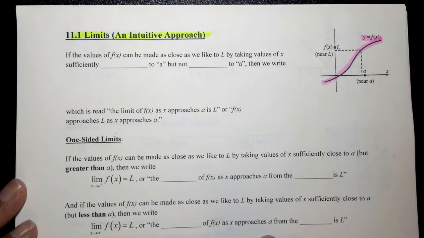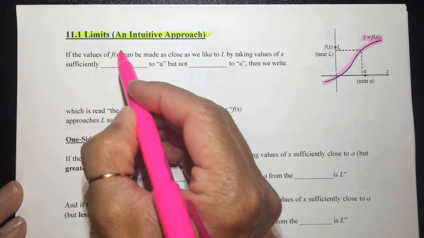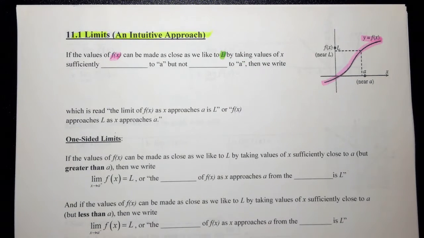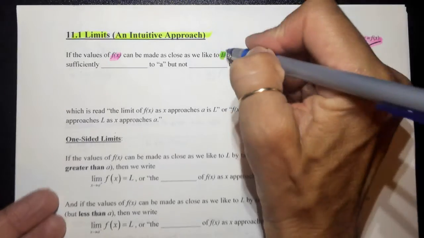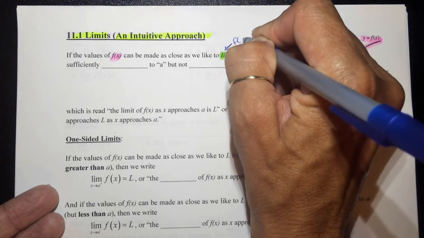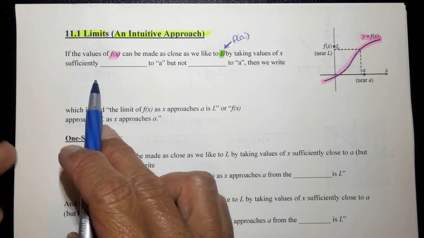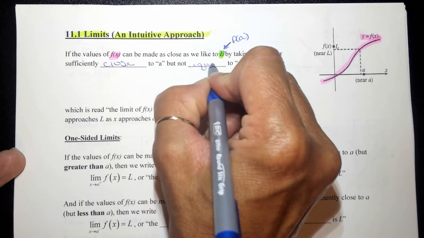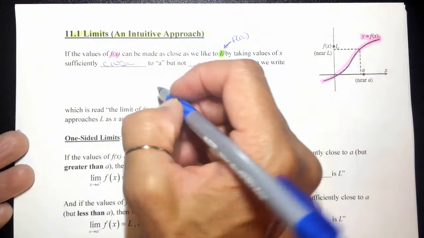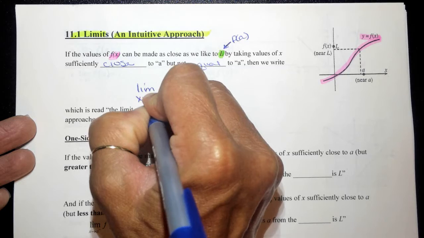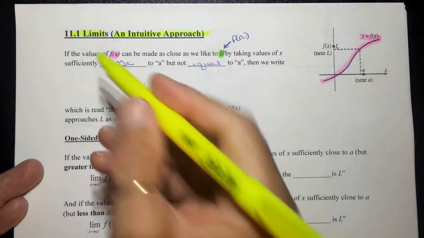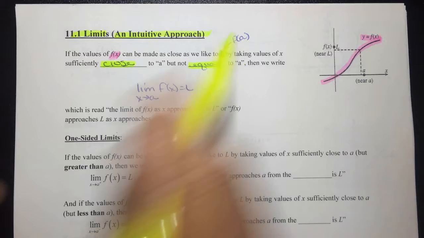And what the definition says is that if the values of f of x can be made as close to, if not almost equal to, some given value L, which is really the y value once we plug whatever our x value is into the function, so we're just going to call this f of a, by taking values of x sufficiently close to, but not equal to, some given value a, then we would write the following: the limit as x approaches a of f of x is equal to L. Okay, so we are getting close to a given value, but not equal to.